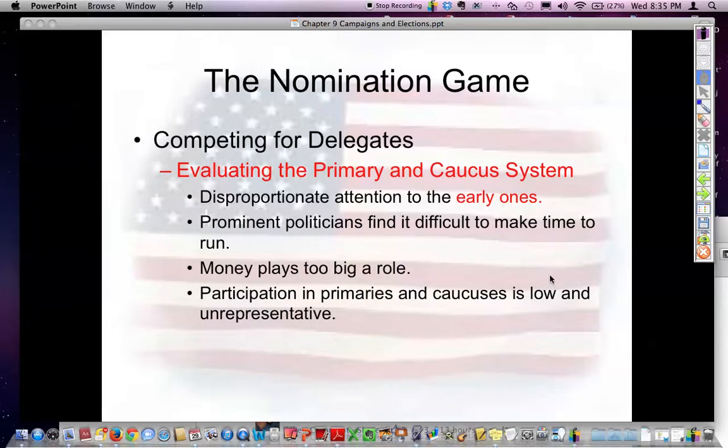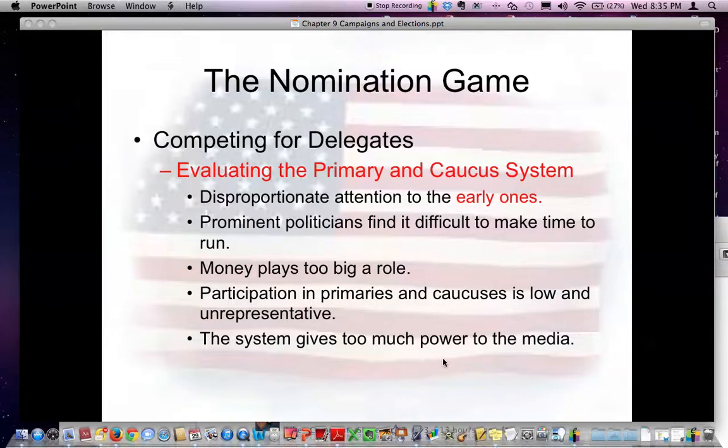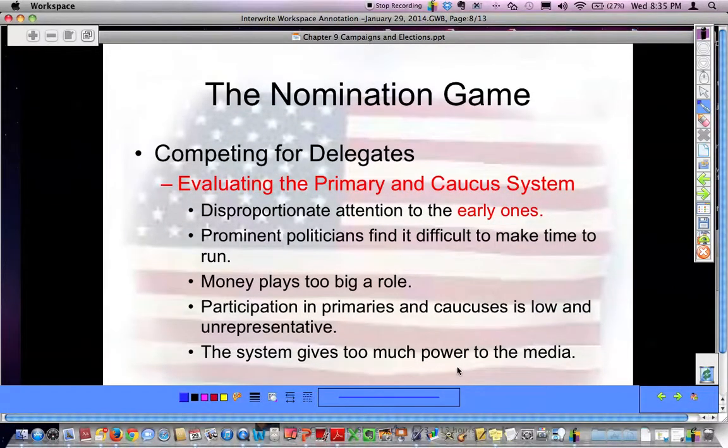Participation in primaries and caucuses is quite low and unrepresentative. Again, party activists are the ones who tend to turn out and vote to tell their party who they want as a candidate. Many people believe the system gives too much power to the media, that the media is the one creating the horse race. And remember, we talked about the media being the gatekeeper and the scorekeeper. This again is that horse race mentality. Who is ahead at the end of the day? Who's ahead at the end of the media? And again, it's that scorekeeper function that the media plays that we talked about in our last unit.